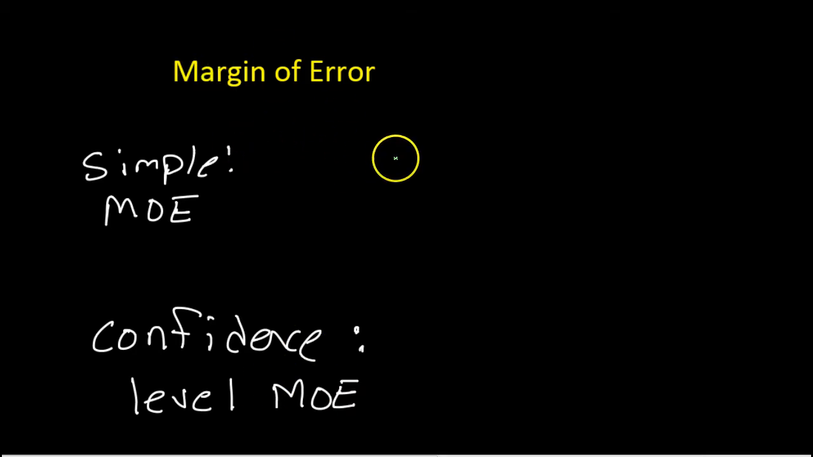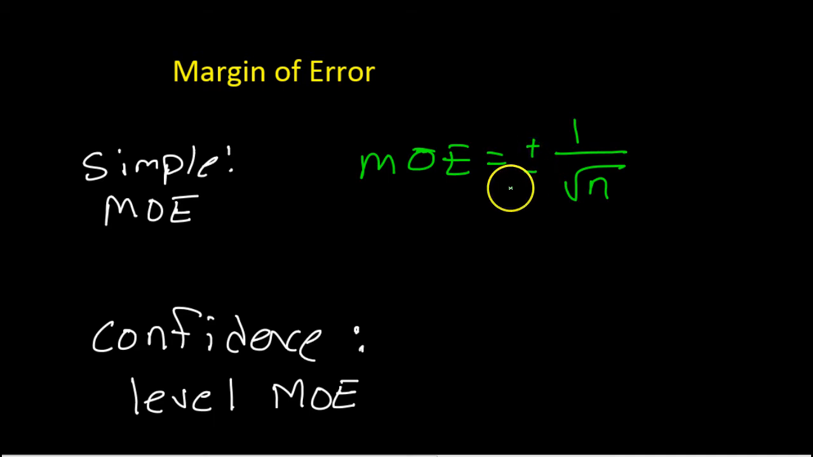So for simple margin of error, the margin of error is equal to 1 over the square root of the sample size. N represents how many people you are going to survey or measure in some way. And we'll wind up adding or subtracting that when we actually do the math.